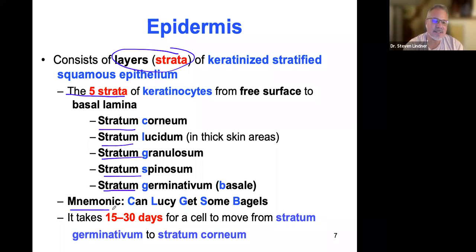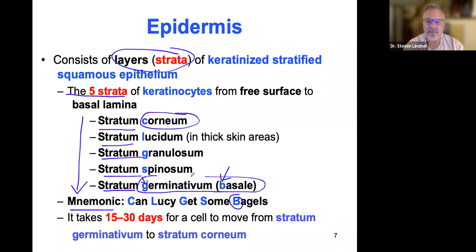And there's a few silly mnemonics. Some say, can Lucy get some bagels? The B is for basal, but it's also interchangeable. Some say Cher loves getting skin Botox. Again, another silly mnemonic. So let's take a look at these layers. And again, this is from superficial to deep. The stratum corneum is the uppermost layer, and the germinativum, also known as the basal layer, that's the deepest layer.